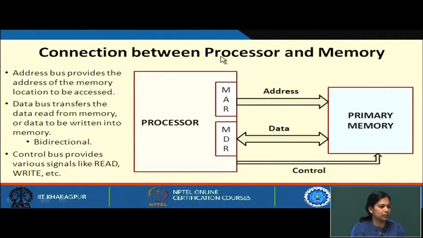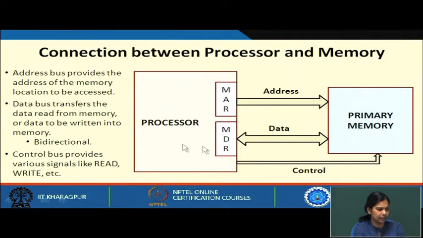Now, see the connection between processor and memory. As you know, in the processor, we have two important registers. One is the memory address register, another is the memory data register. The memory address register contains the address of an instruction or data that is to be read from the memory, or the address of data that is to be written into the memory. The data to be read comes through this data bus. Whatever address is here, that address is hit, and from that address, whatever data is present comes through this data bus to the memory data register.